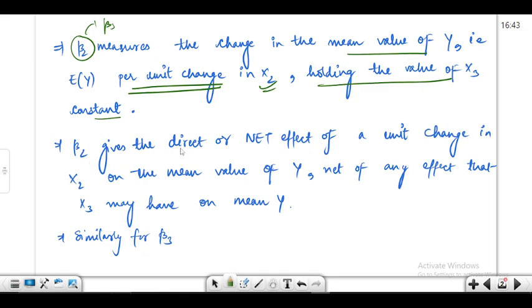So beta 2 gives the direct or net effect of a unit change in x2 on the mean value of y, net of any effect that x3 may have on mean y. In a way we are trying to avoid any effect that x3 might have on the mean value of y when we vary the x2 variable. We are just trying to focus on the independent effect of your x2 variable on the dependent variable y. The same thing applies for beta 3 also, so you can replace beta 2 by beta 3 here and read the whole thing for that as well. I hope this is clear.